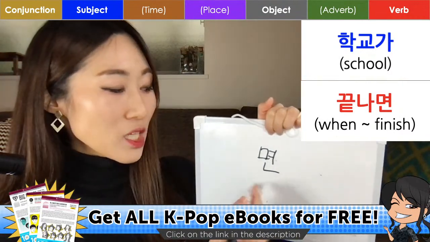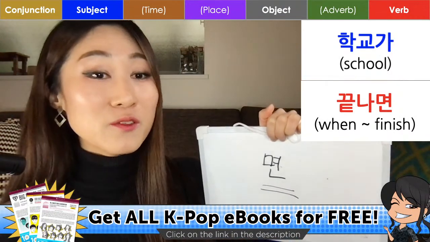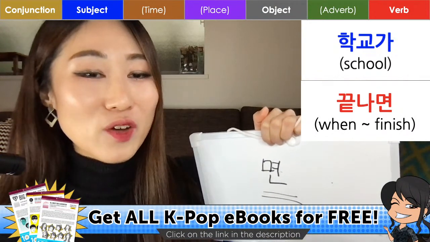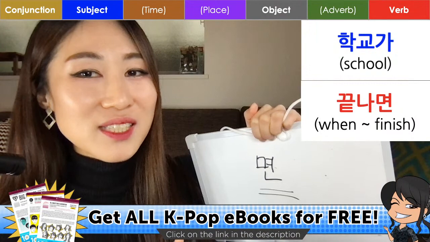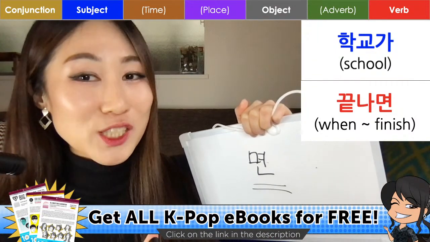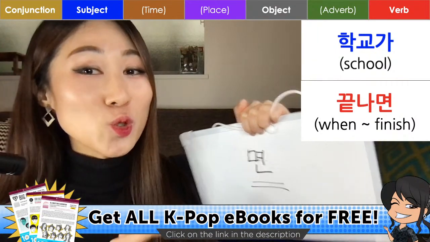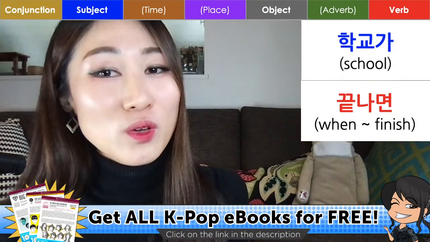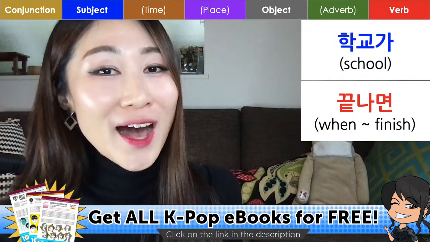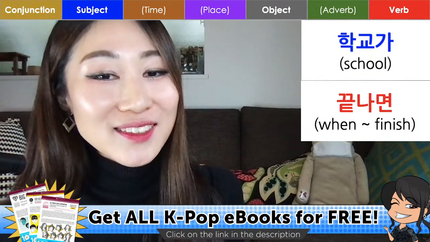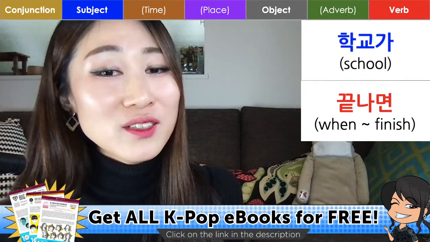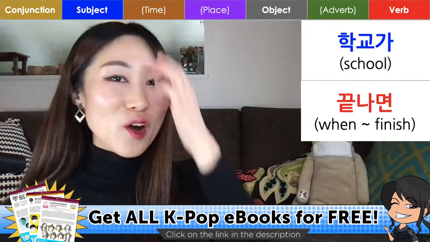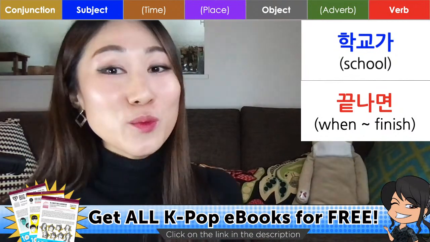If you are not familiar with this grammar, check out my previous lesson, last week's lesson. But we learned 면. So this time I want to say when school finishes. So how can I make it? Okay, school. 학교가. Again, we just learned this word. 학교 means school. And 가 is a subject marking particle, meaning this is a subject.